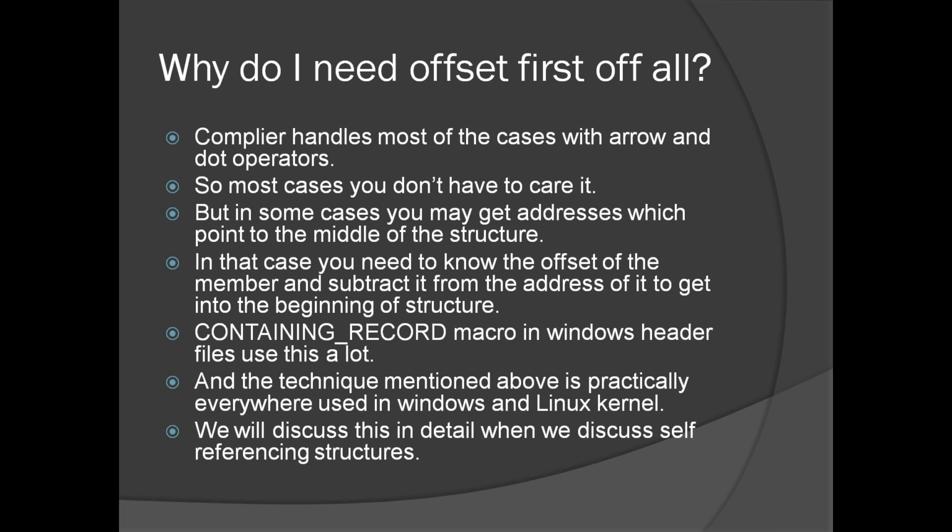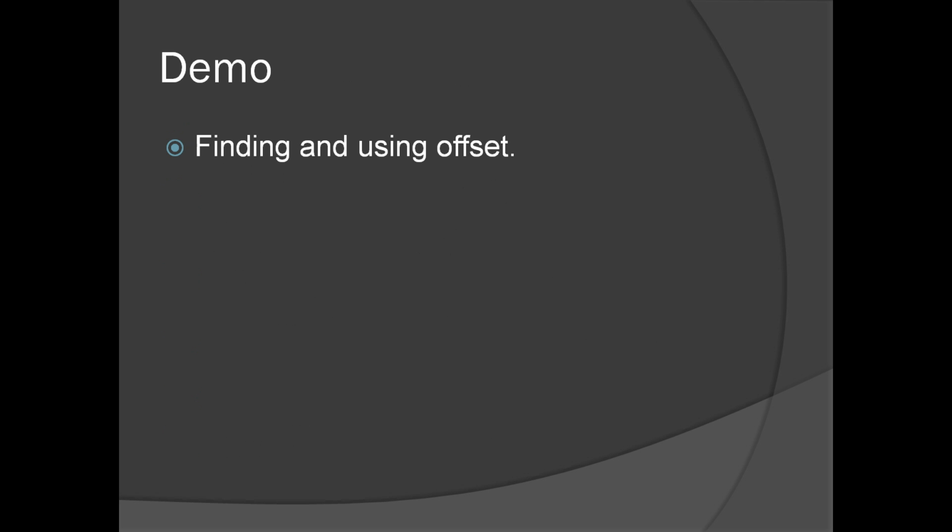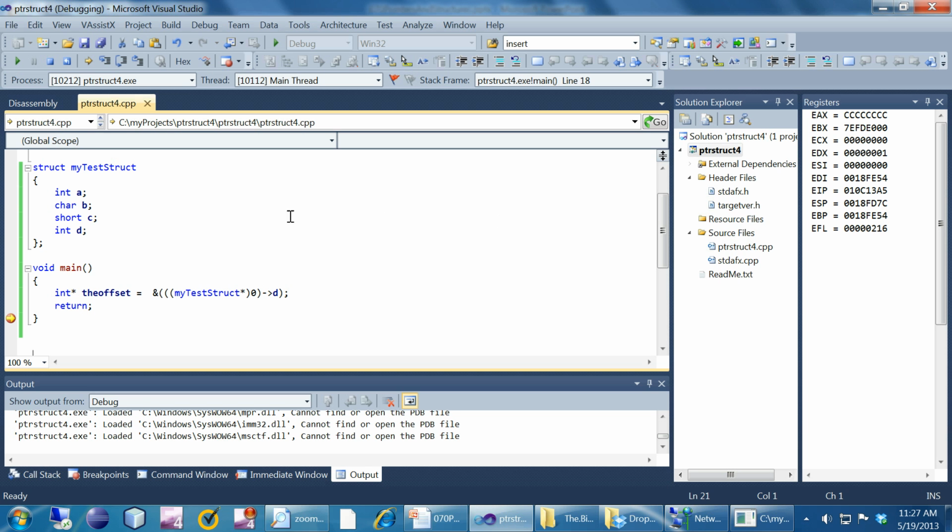And this particular technique which I have mentioned is used practically everywhere in the Windows and Linux kernel. And we will discuss this in more detail when we discuss self-referencing data structures. So now we will see the demo. So we have a structure here, my test struct. So the execution is here and we have 8 up here.